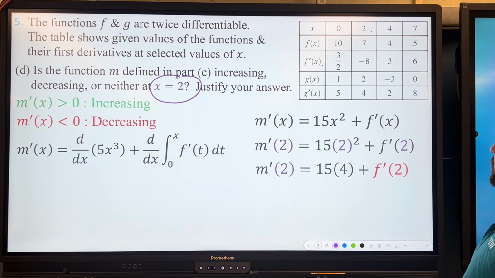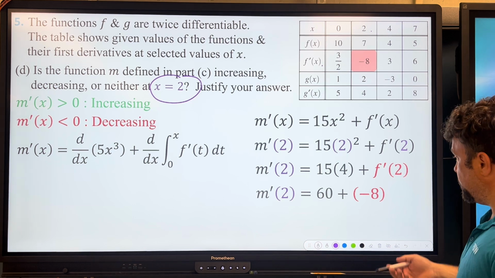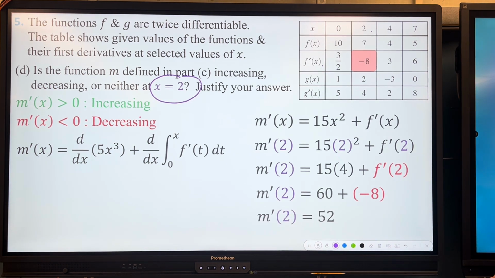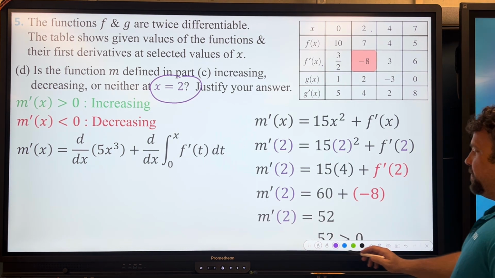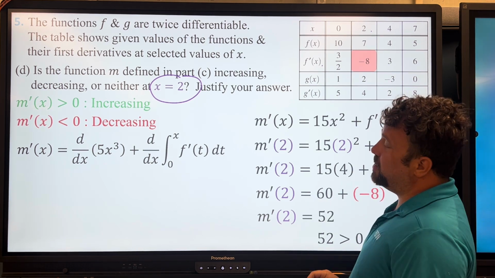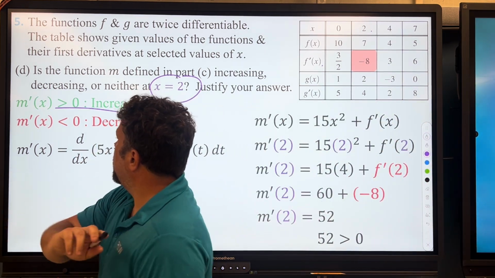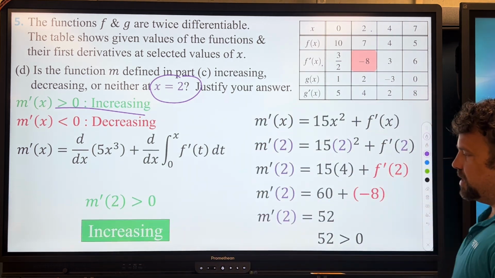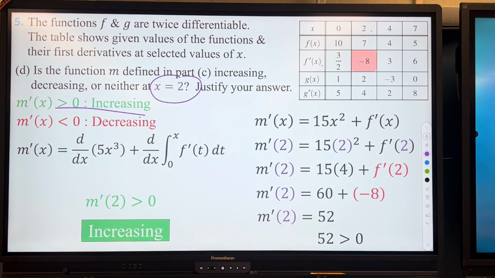I don't know why I did the extra step there, that's pretty simple. So you get 52 as the answer. 52 happens to be greater than 0. Since 52 is greater than 0, it's increasing. All right, nothing really to it. It's a very easy problem. All right, we got one more left.